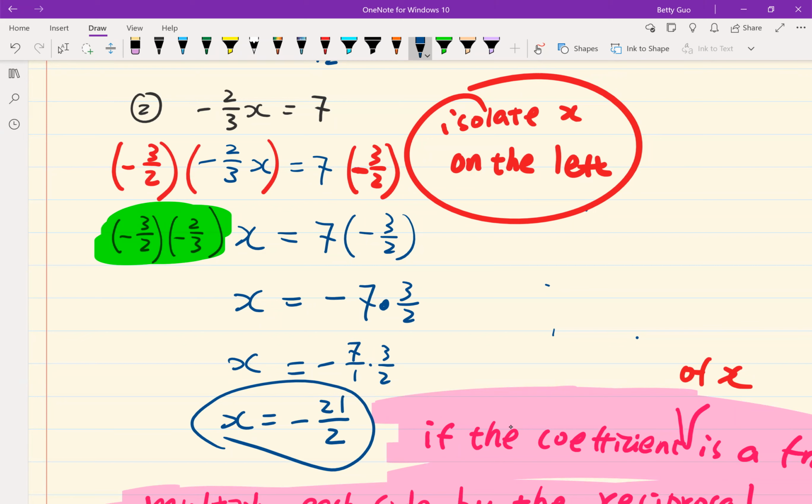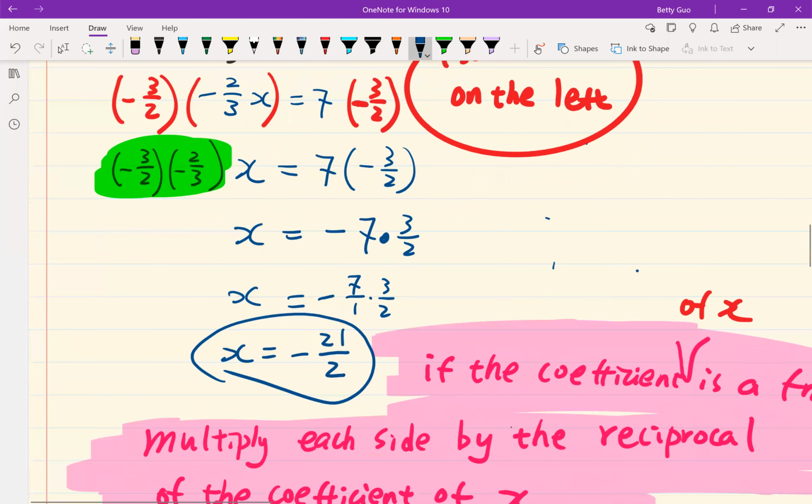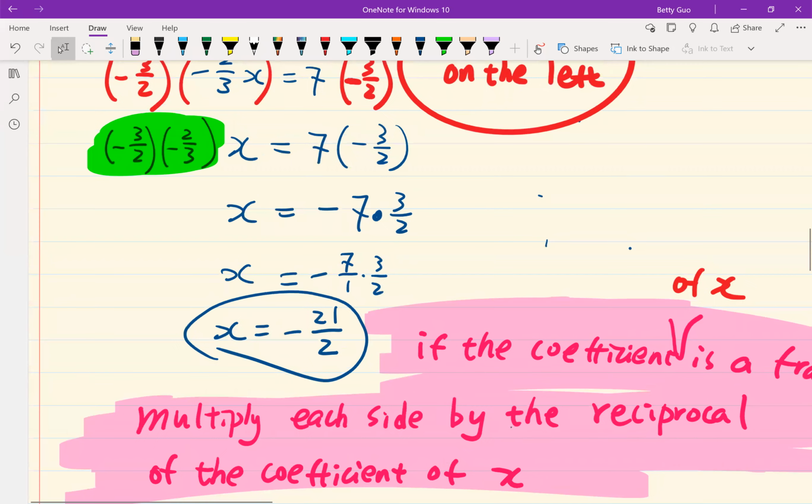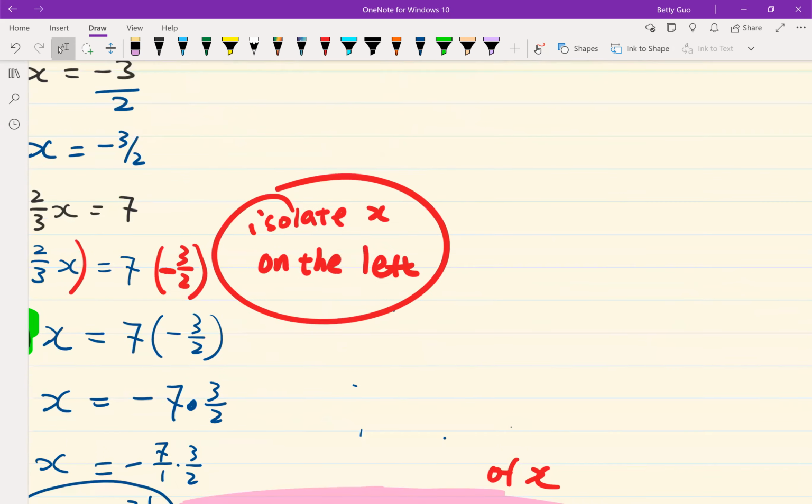Am I clear? Yeah, knowing how to do it and practice. Because sometimes you know how to do it, it doesn't mean you can do it correctly. It takes practice. That's the second problem. It's very important: if the coefficient of x is a fraction, you don't want to divide, okay? You want to multiply each side by the reciprocal of the coefficient of x. Yeah, let me show you why you don't want to divide.